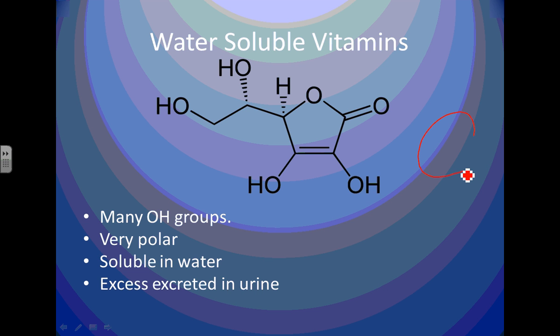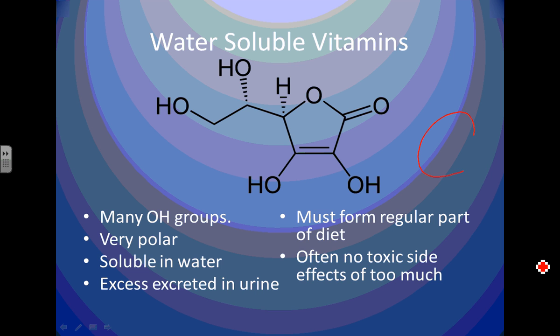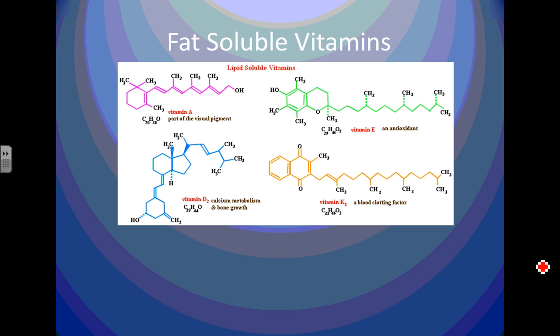If you have too much of it, it tends to be excreted in the urine, so it doesn't build up. It must form a regular part of our diet. If it doesn't, you will get sick very, very quickly because it's not stored in the body. Generally there are no toxic side effects, as too much of it is just excreted out of the body.